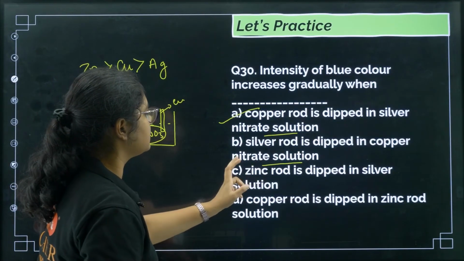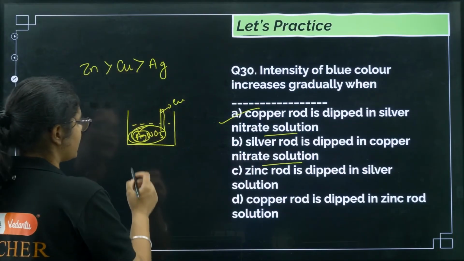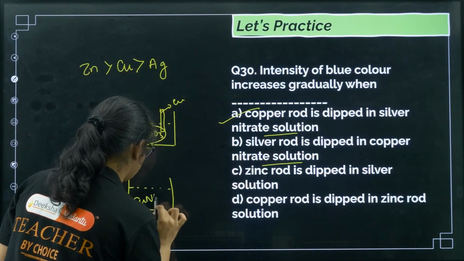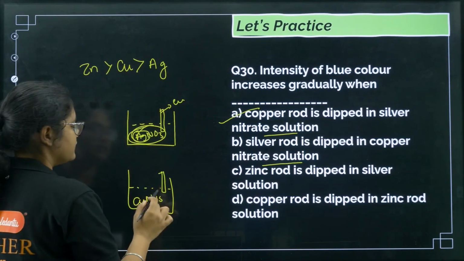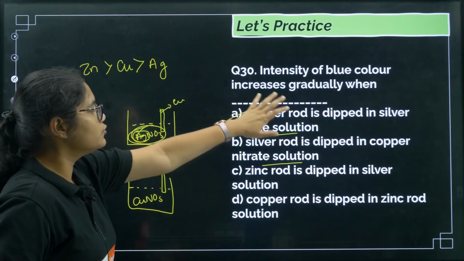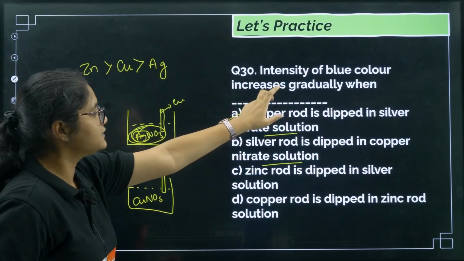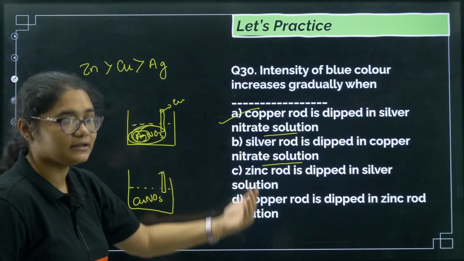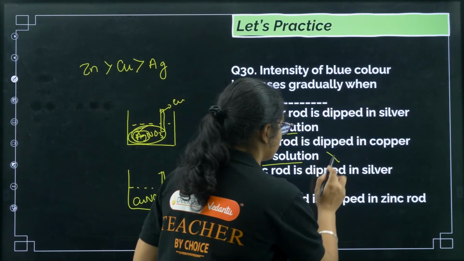Silver rod is dipped in the copper nitrate solution. So copper nitrate is there and you have silver rod, then silver cannot displace this one, no reaction will take place. So the intensity of blue color will remain same because copper nitrate is blue in color, it won't increase, right? So that is why this is not the answer.